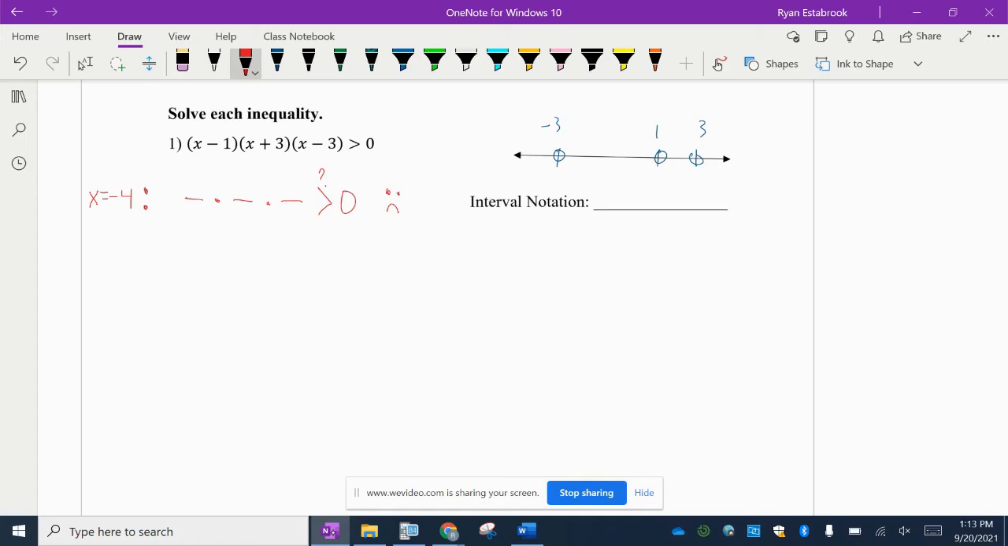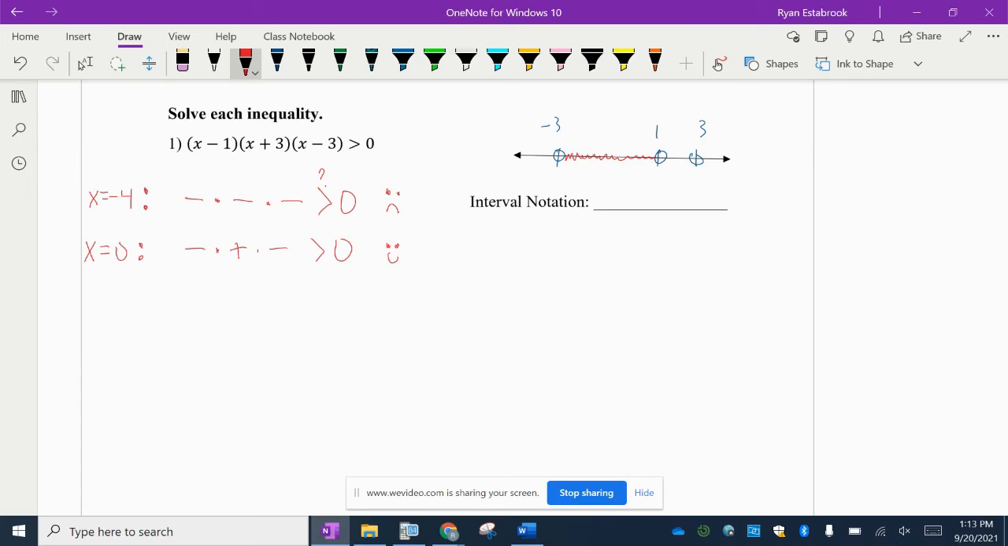The next region, I need to pick a number between -3 and 1. A good candidate there would be like x equals 0. And again, the beauty of having it in this factored form is I can look at these different parts that are multiplied by each other. 0 minus 1 is negative, 0 plus 3 is positive, and 0 minus 3 is another negative. So any number in that region, we'd get the same values. And then a negative times a positive times a negative, that is greater than 0. So yes, that works, which means this whole region is going to be shaded in.